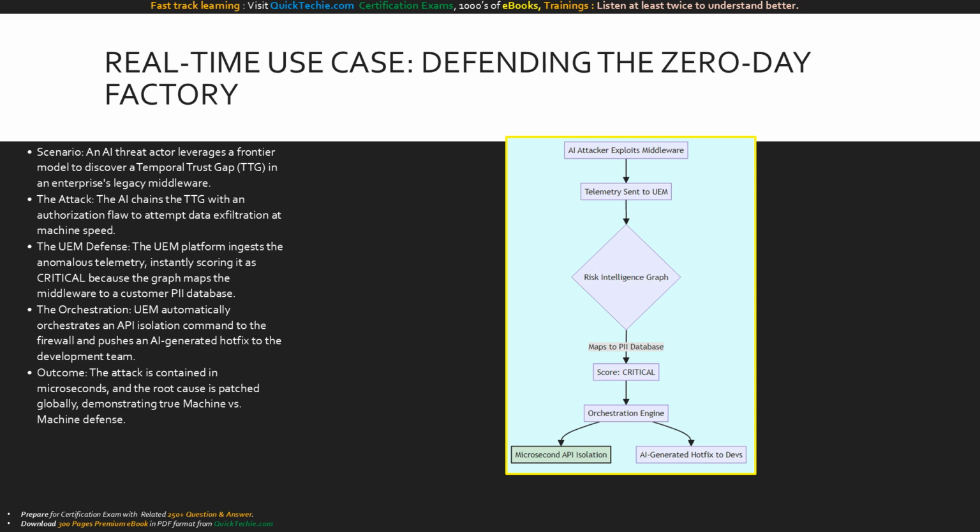Let's trace this real-time defense scenario. The AI attacker exploits the middleware and the telemetry is instantly sent to the platform. The risk intelligence graph processes the data, maps the asset to a PI database, and assigns a critical score. This triggers the orchestration engine, which executes two parallel actions: microsecond API isolation to stop the bleeding, and sending an AI-generated hotfix to the developers to cure the underlying disease.